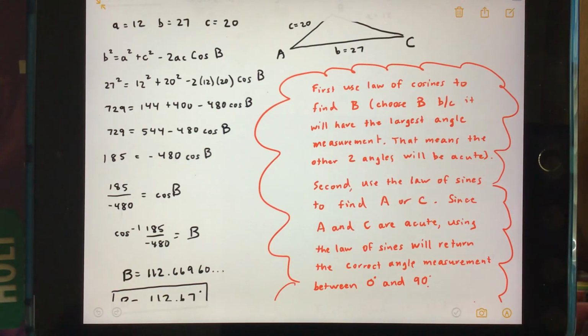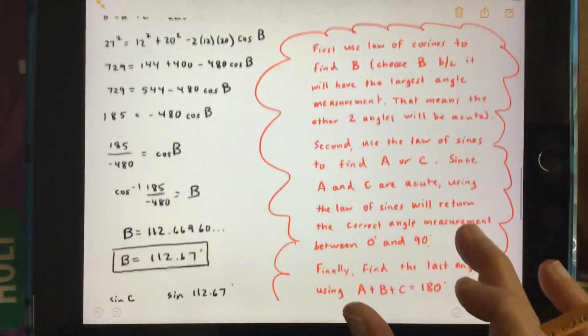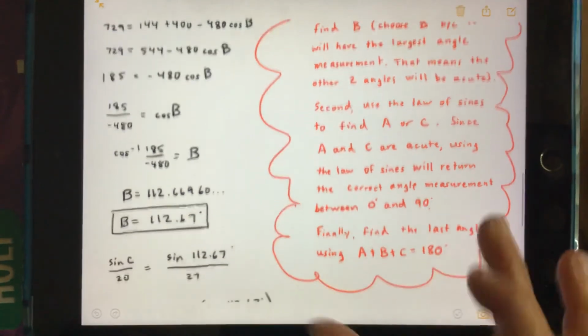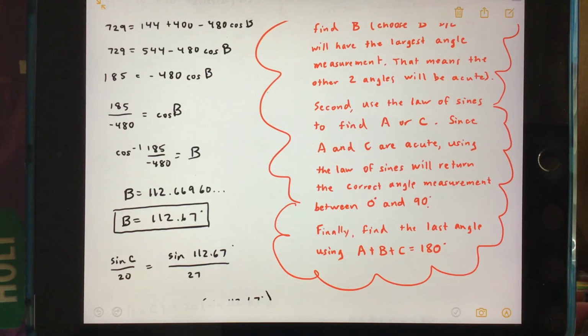So you won't have to worry about that supplementary angle and finding the angle that has the same sine value, like we did when we had more than one triangle possible. So when you're using the law of cosines to start solving a triangle that's SSS, always start with the largest angle, that will be opposite the longest side. That way, when you go to use the law of sines for your second step, you're going to be getting your angles between 0 and 90 degrees returned to you in your calculator, and those will be the acute angles, because the largest angle would mean the other 2 angles would have to be acute. Finally, find the last angle using the sum of the 3 angles is 180 degrees.